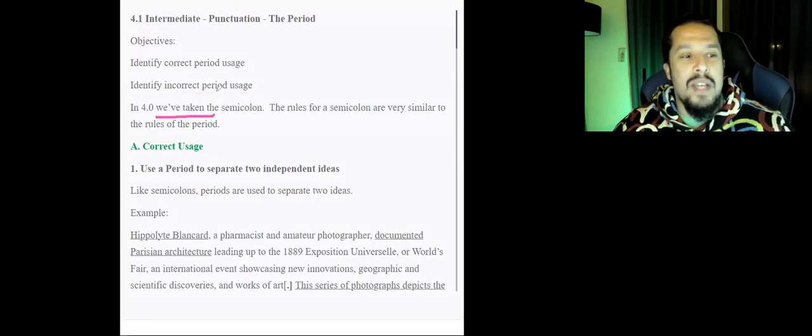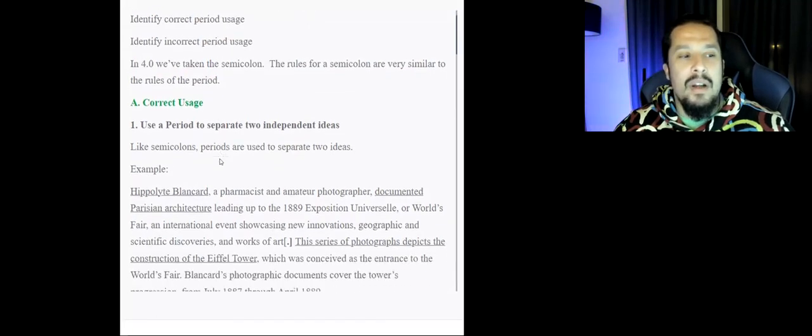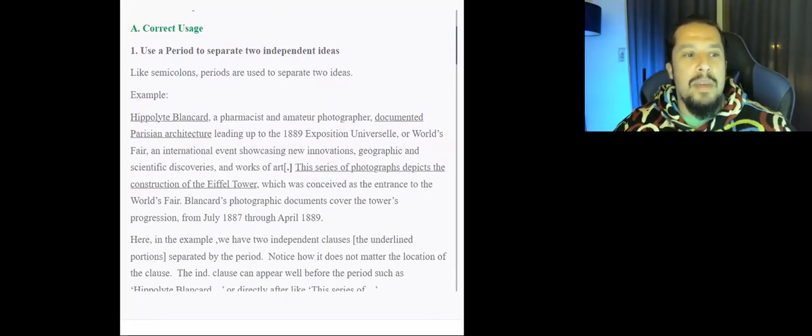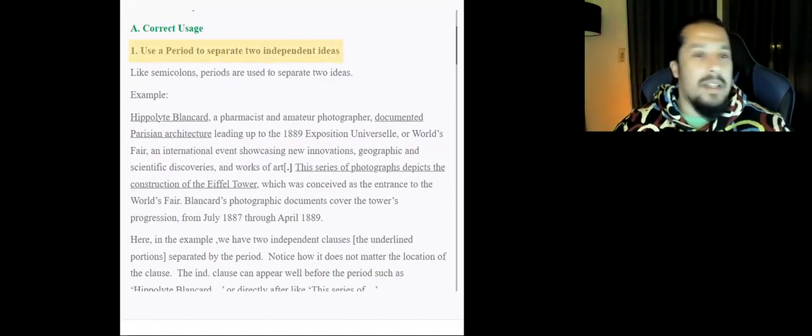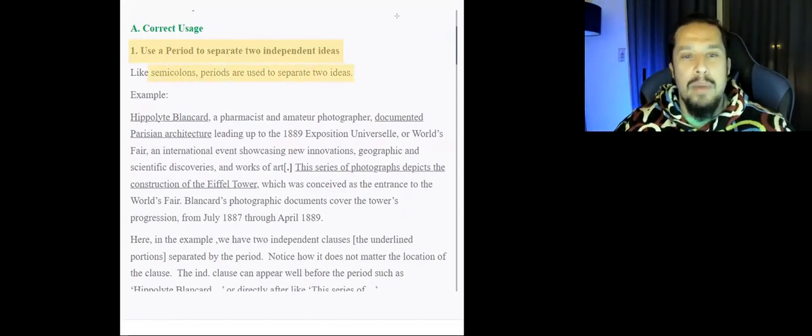In 4.0, we've taken the semicolon. The rules for the semicolon are very similar to the rules for the period, almost exactly the same. So let's begin, beautiful people. Number one, use a period to separate two independent ideas. Like the semicolon, periods are used to separate two independent ideas.